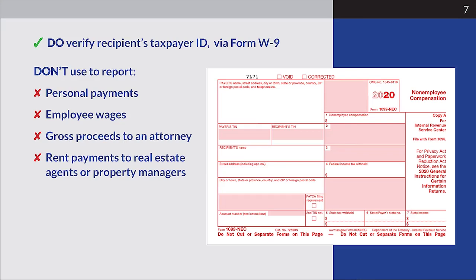Don't use it to report personal payments. Don't use it to report employee wages. Use Form W-2 instead. Don't report gross proceeds to an attorney as opposed to fees on the 1099 NEC. Use Form 1099 Miscellaneous instead. And lastly, don't use it to report rent payments to real estate agents or property managers. Again, use the 1099 Miscellaneous instead.